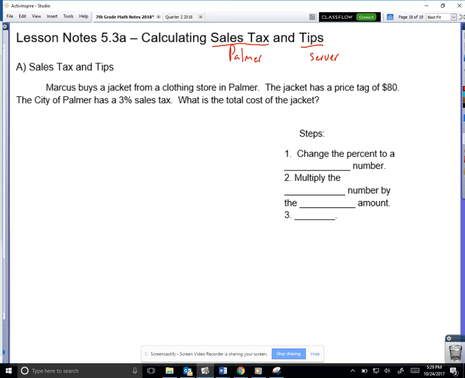Okay, first thing we're going to look at is how to calculate sales tax. And good news is it's going to be the same steps that we've been doing, and I'll explain why as we get into this. Let's take a look at this problem here.